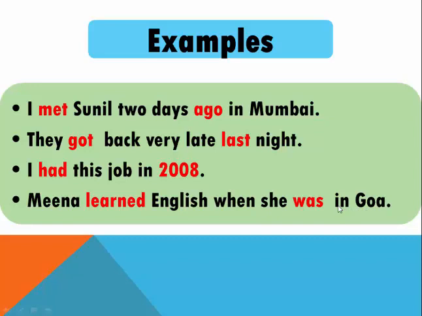So you can see in these past sentences the second form of the verb: met, got, had, learned. Here you can mention the time. Sometimes we don't mention the time. For example, I wrote a letter to my father. I'm not mentioning the time, but I may say I wrote a letter to my father yesterday or two days back.